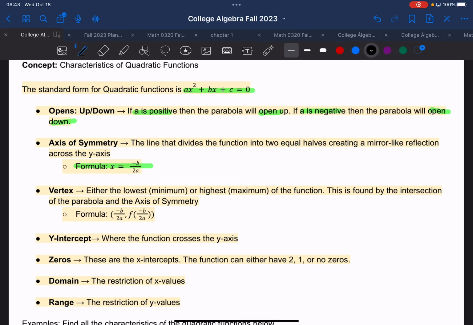And then the formula for that is negative b over 2a. Notice that that first part is the formula for axis of symmetry, negative b over 2a. So once you find that axis of symmetry, you can plug in that value of negative b over 2a back into the function to find the y value of the vertex.